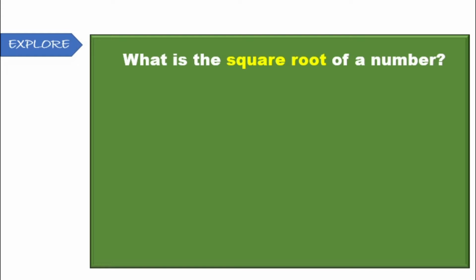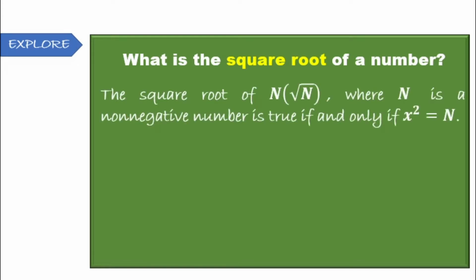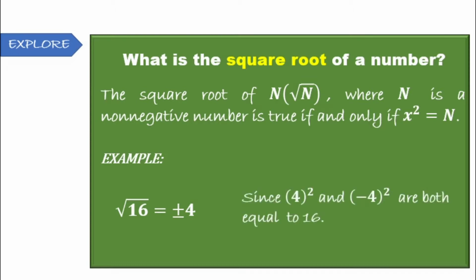What is the square root of a number? The square root of n, where n is a non-negative number, is x if and only if x squared is equal to n. Example, the square root of 16 is equal to positive or negative 4, since 4 squared and negative 4 squared are both equal to 16.